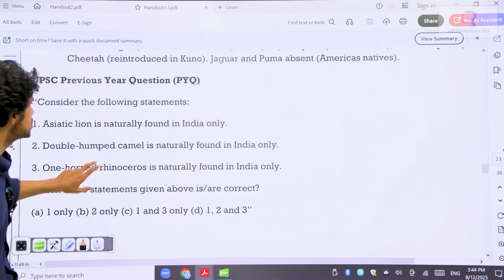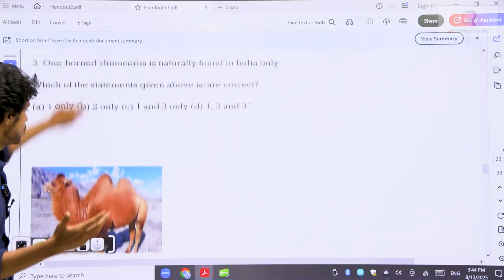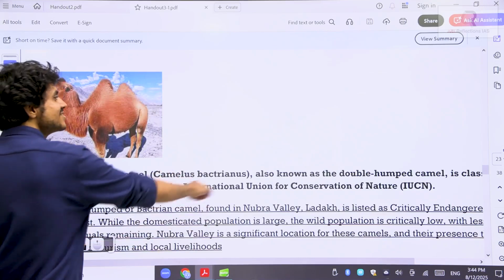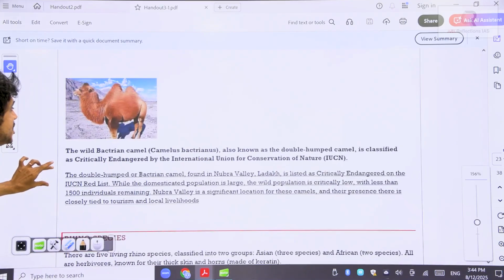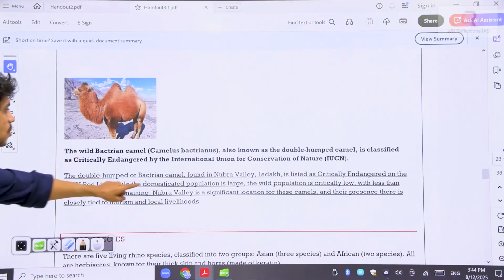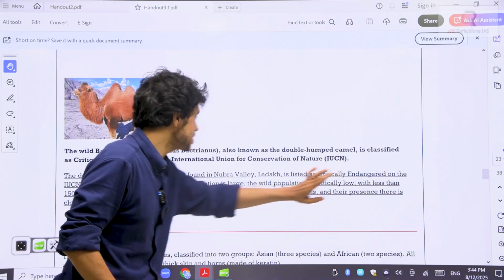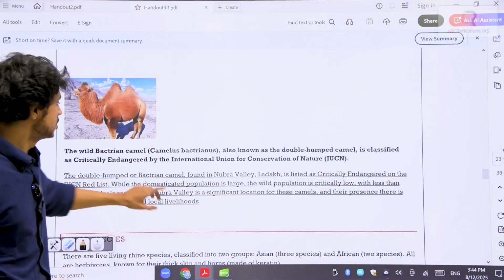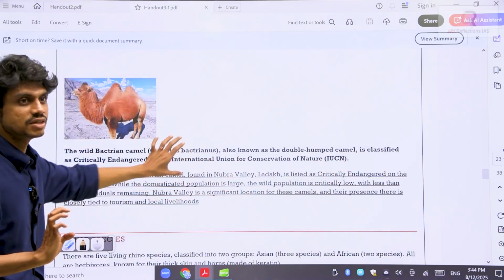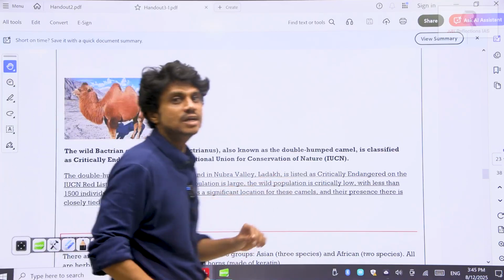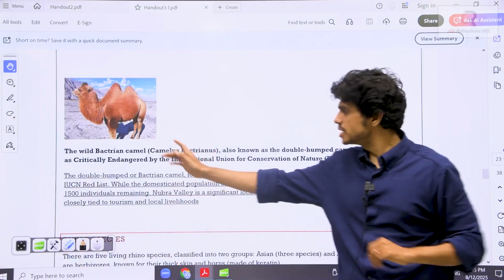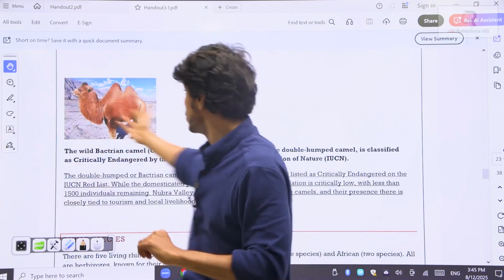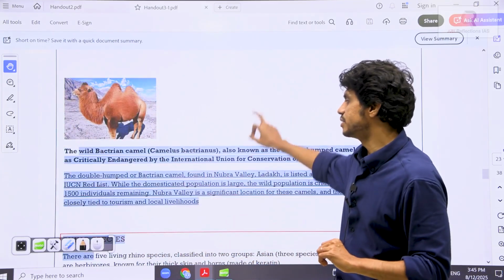Now since this statement is mentioned, I'll try to read about it. These are also known as double-humped camels. They are considered critically endangered, so this becomes very important. They are found also in the Nubra Valley of Ladakh. It is listed as critically endangered on the IUCN Red List. So they are found in the wild. Some animals are also domesticated, and when domesticated they are not facing any kind of threat. The animals living in the wild are basically used for tourism purposes. In Kashmir and Ladakh areas, they prefer using these double-humped camels for rides.